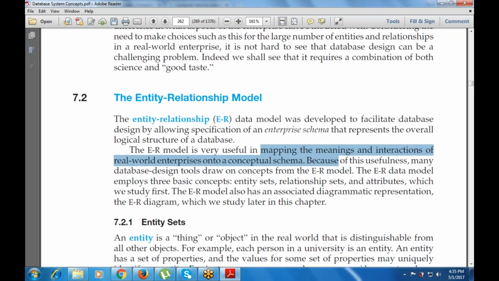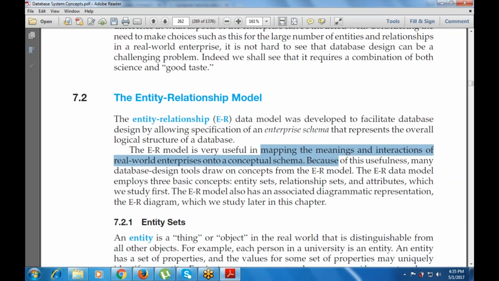That means we use the ER model many times in database design, because it is a great tool that represents the relationship between two entities, between two tables. There are three basic concepts used in the ER model. One is entity sets. That may be a teacher, a student, a book, a notebook, anything that is an entity. Then the relationship sets: what is the relationship between these entities? That may be a many-to-many relationship or a one-to-one relationship.